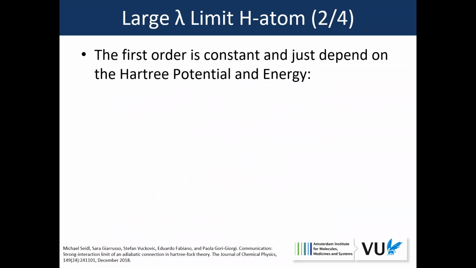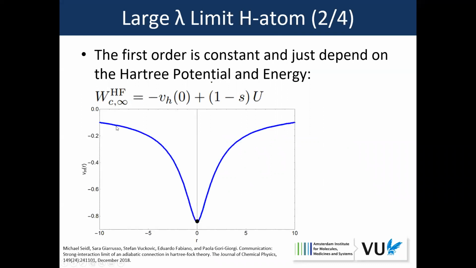So what we can do is look at the first order, and this is just a constant that only depends on the Hartree potential and energy, as you can see here. And this can be understood in the following way. We can plot the Hartree energy, and then the electron will be at the minimizing position at the origin and will just stay in the bottom of this well.